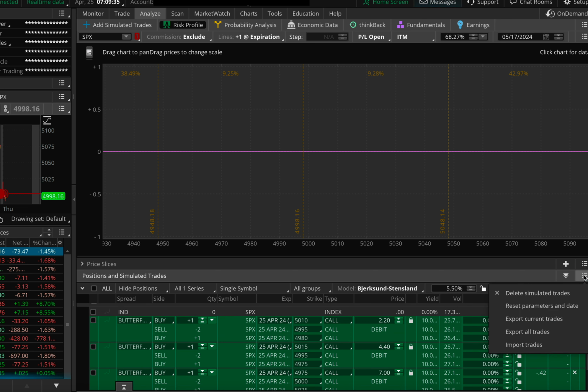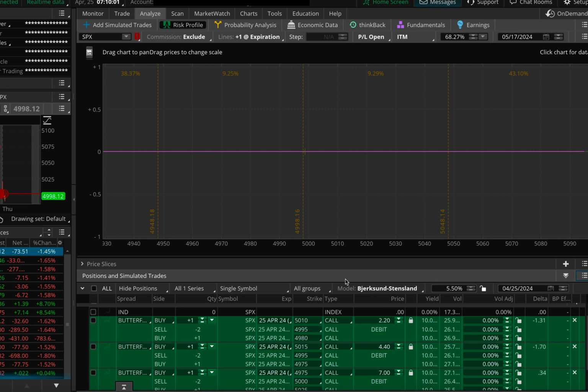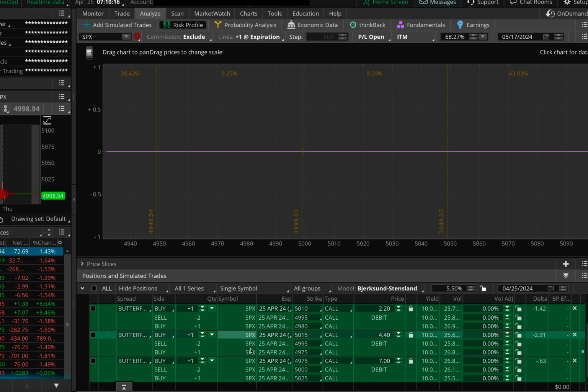If I wanted to export these, I could say export current trades, and I could create a file that would save all these trades with the prices locked in to an external text document. And that would be a text document that I could come back to at any time I wanted to and just re-import in here. And all this is saved basically. So it's just a really quick way where I can compare different, very similar strategies against each other. I just have these stacked up on top of each other down here.